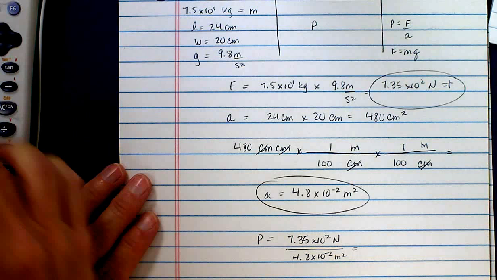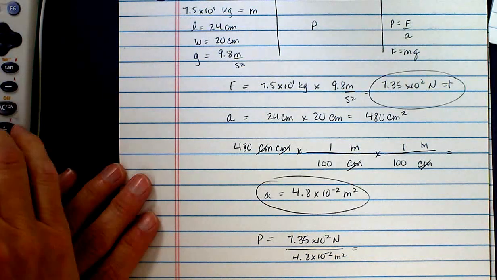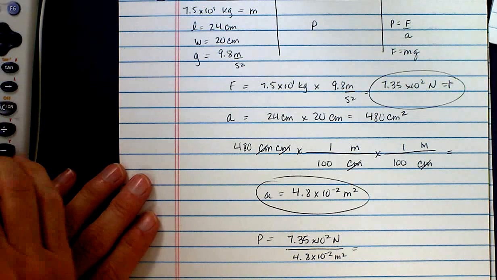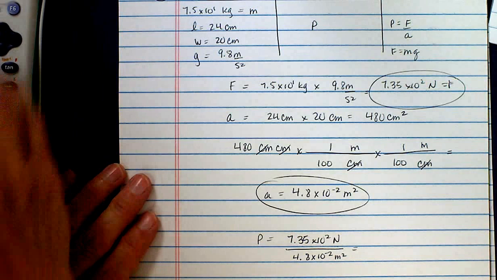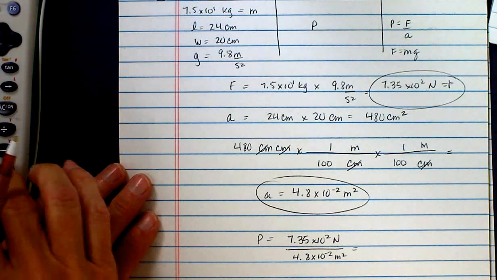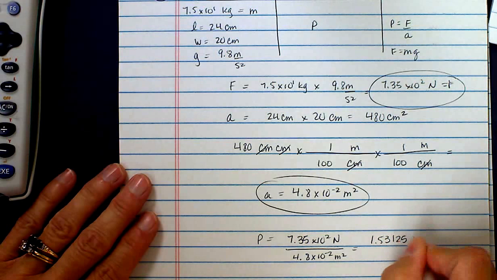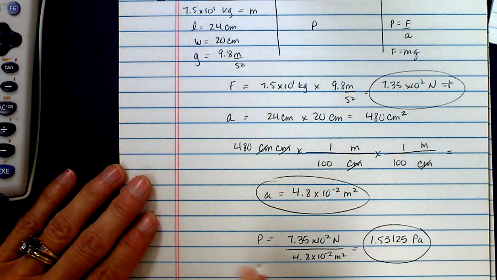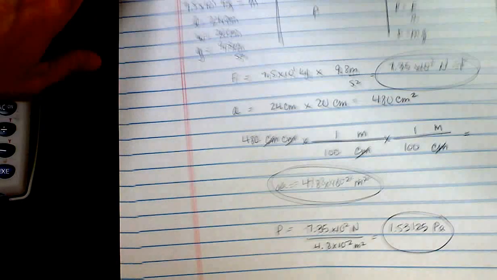So it's 7.35 times 10 to the second divided by 4.8 times 10 to the negative second. And my answer is 1.53125 pascals. That's number 7. Number 8's a little more complicated. It's not necessarily harder, just more complicated. So let's do problem number 8.